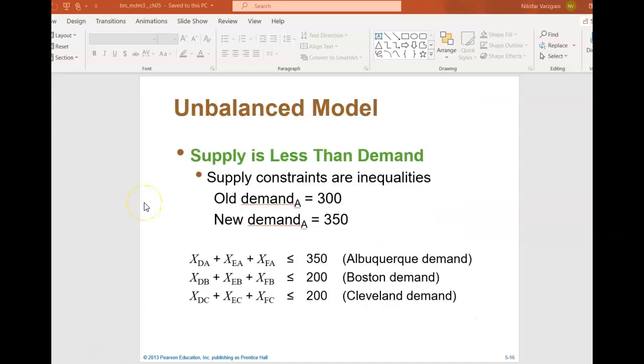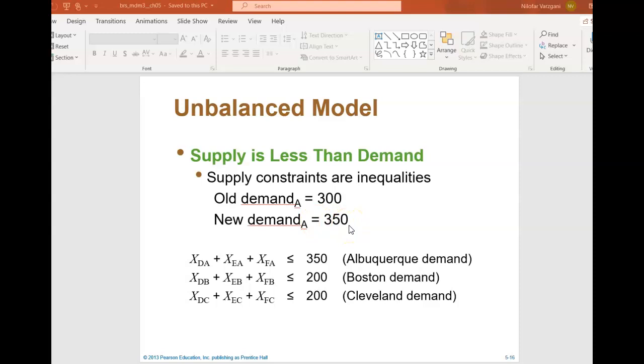So here's the case when we changed the executive furniture example from the original balanced model to an unbalanced model. The whole model remains the same except for this one change in the input variables, where the old demand for the node at Albuquerque was 300. It has now been changed to 350.